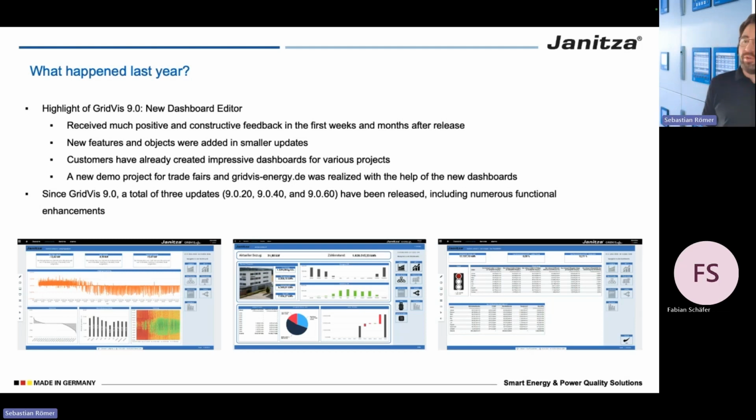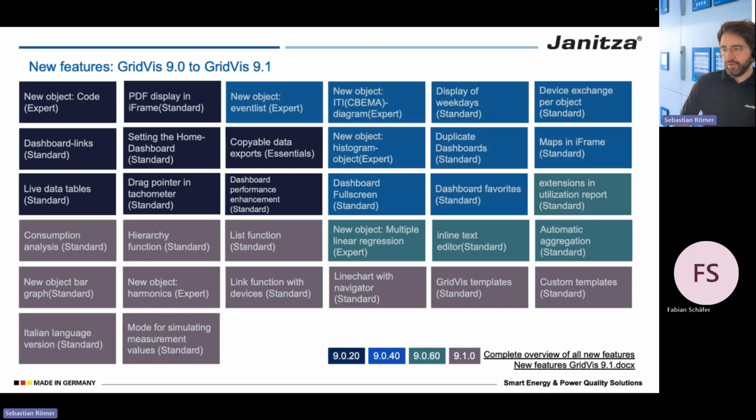Since GridVis 9.0, we released a total of 3 updates, 9.20, 40, and 60, and all of these had numerous functional enhancements to the software. On this slide, I've prepared some of these newer functions and features. A complete list can be seen in the download area on gridvis.de.